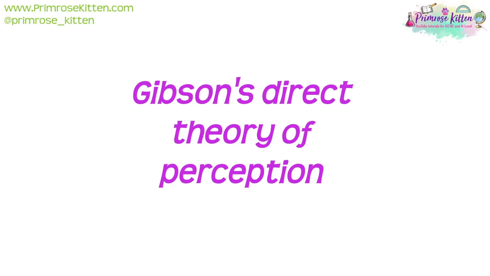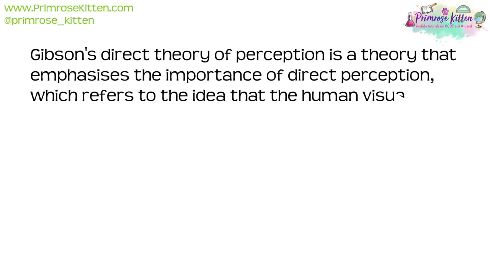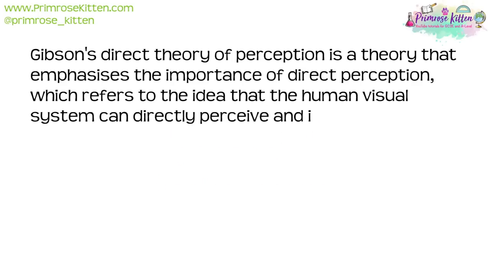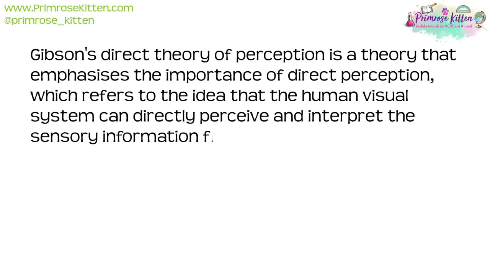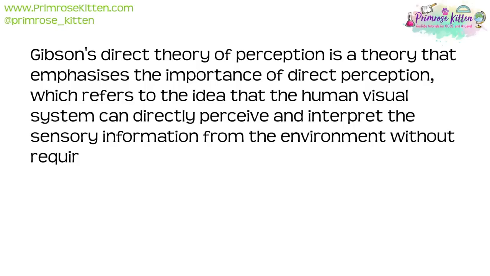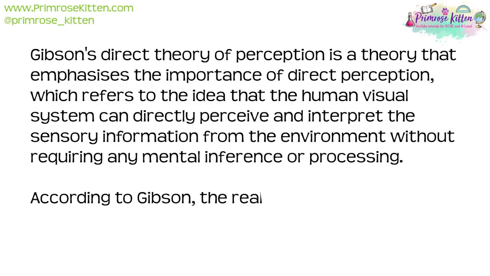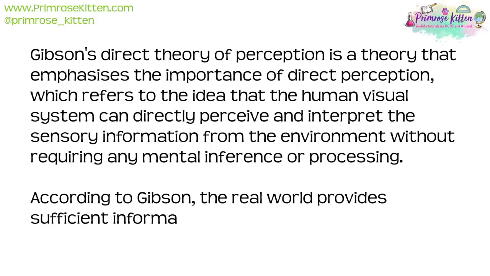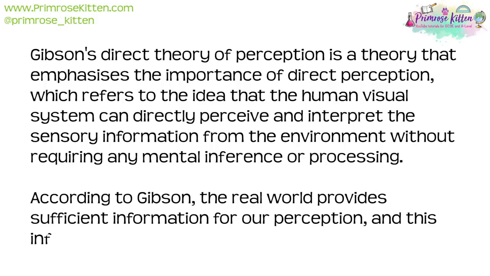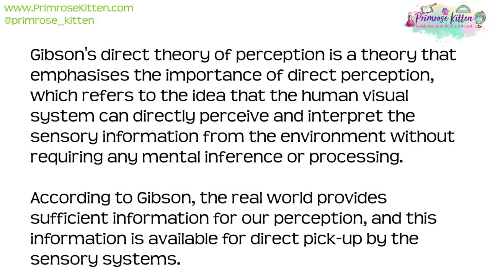Gibson's direct theory of perception. Gibson's direct theory of perception is a theory that emphasizes the importance of direct perception, which refers to the idea that the human visual system can directly perceive and interpret the sensory information from the environment without requiring any mental interference or processing. According to Gibson, the real world provides sufficient information for our perception, and this information is available for direct pickup by the sensory systems.